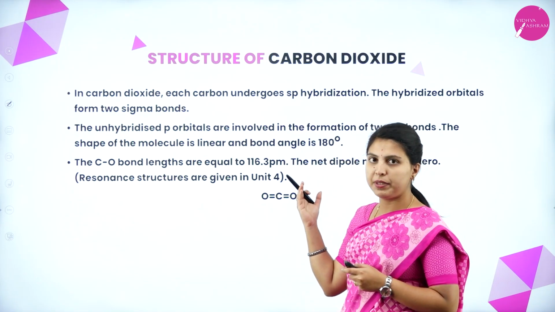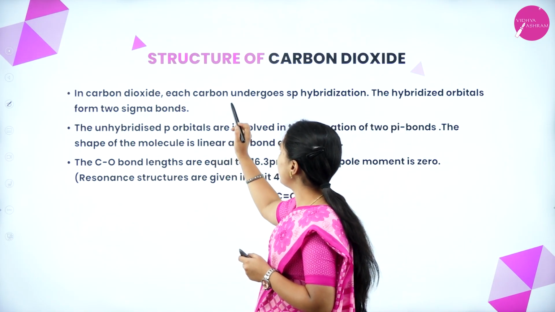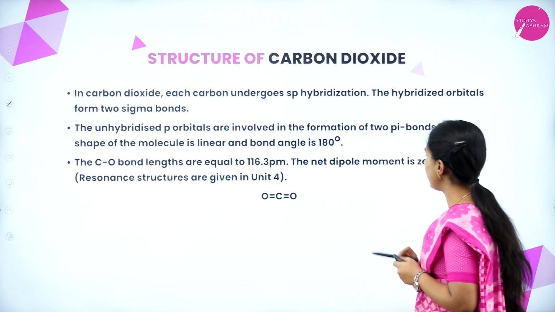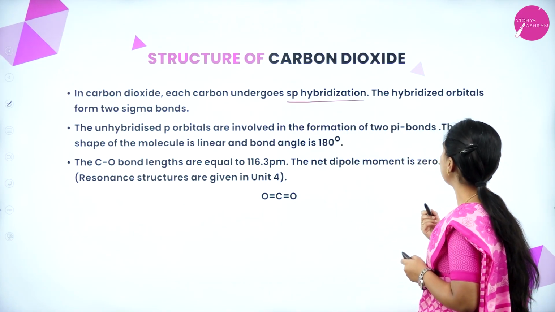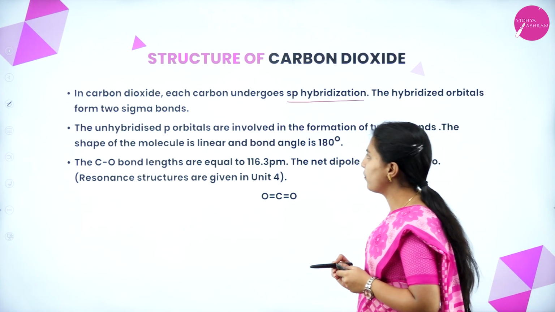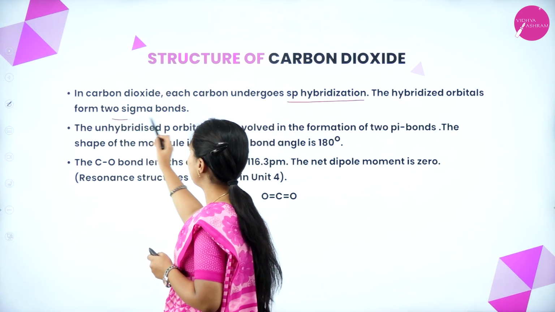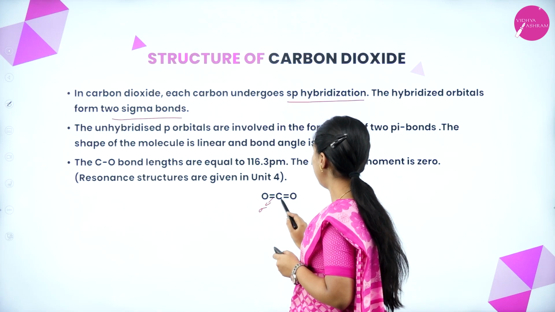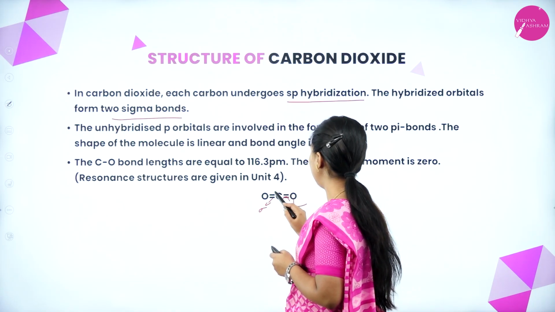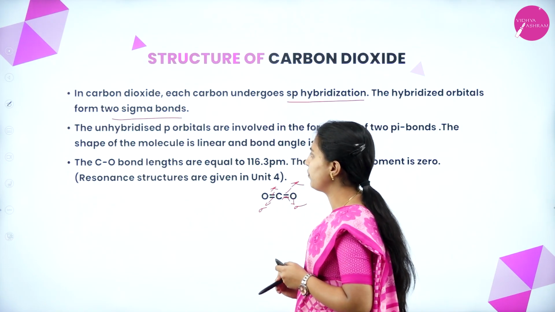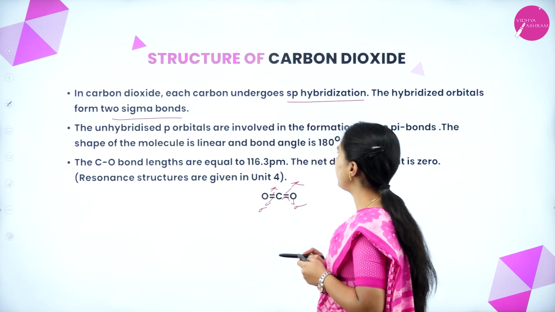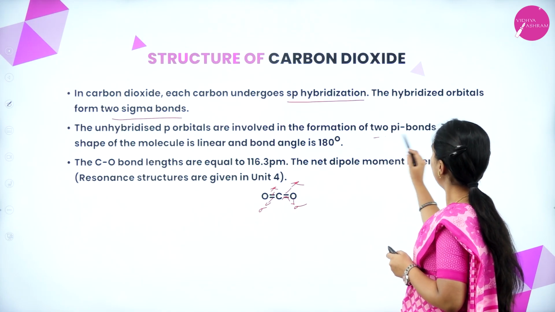Next, structure of carbon dioxide. In carbon dioxide, each carbon undergoes sp hybridization, because besides the carbon double bond is present. The hybridized orbitals form 2 sigma bonds. Here 1 sigma, here 1 sigma. This is 1 pi, this is 1 pi. 2 sigma bonds will be present. The unhybridized p orbitals are involved in the formation of 2 pi bonds.